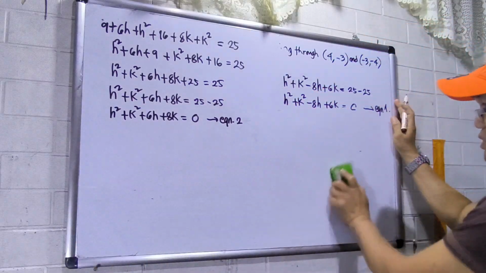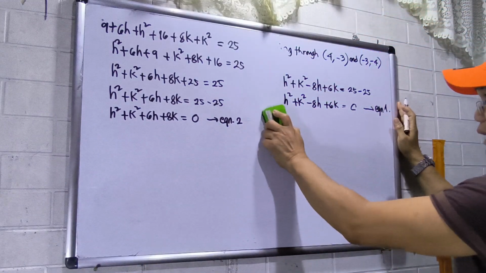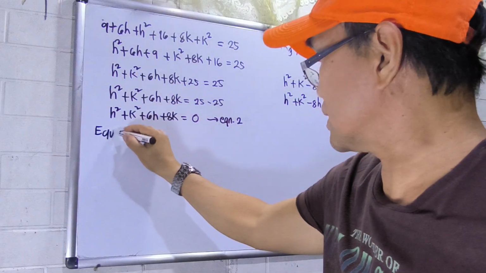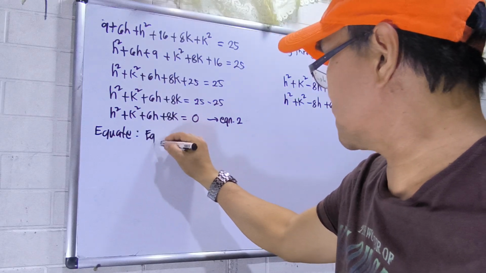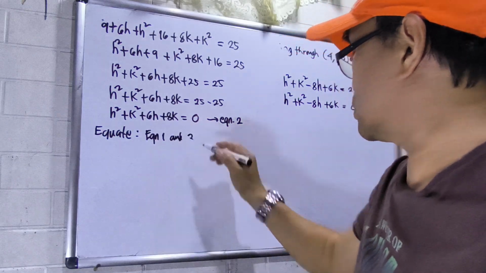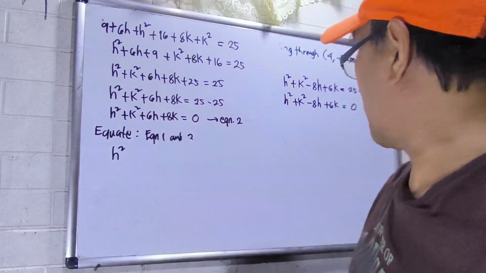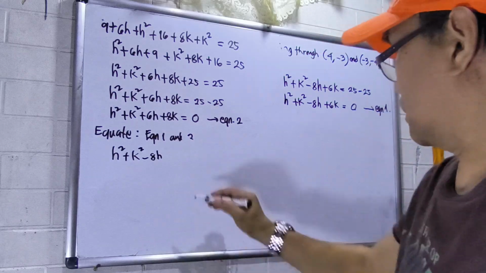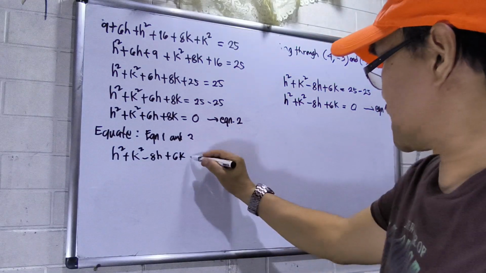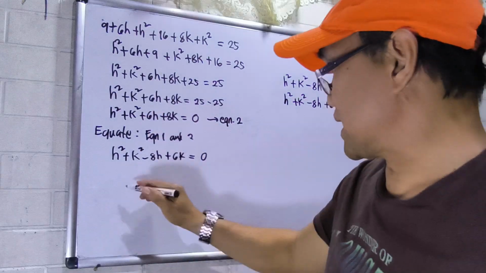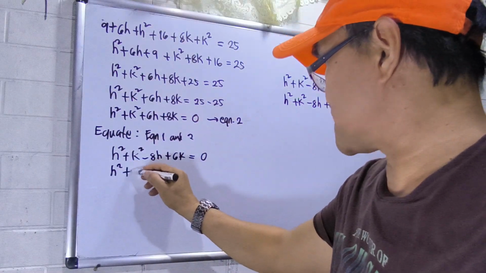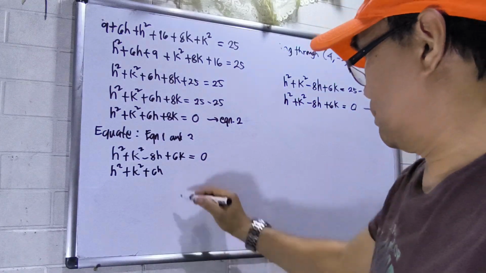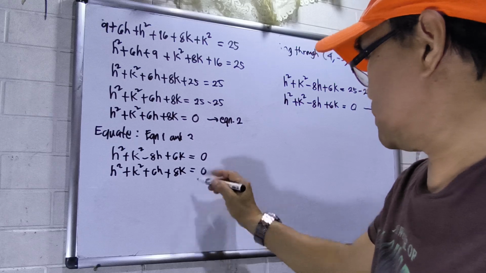Okay, what will be the next? So I have to equate using algebra. I will equate equation 1 and 2. So equation 1 is h squared plus k squared minus 8h plus 6k is equal to 0. Then the second equation is h squared plus k squared plus 6h plus 8k is equal to 0.